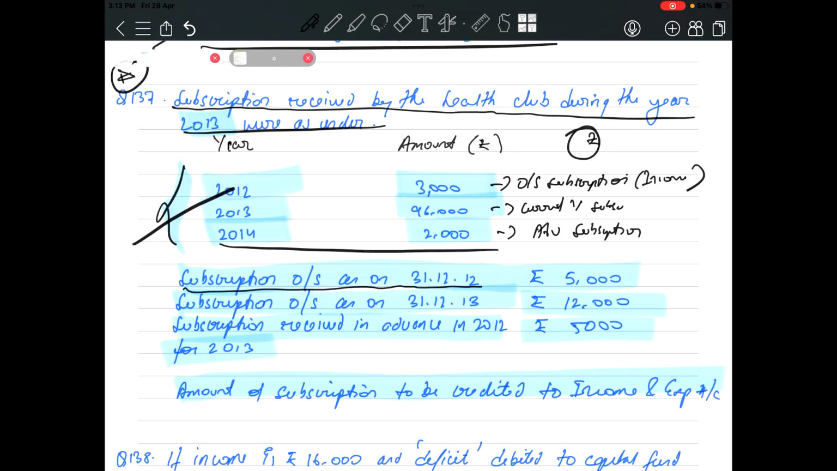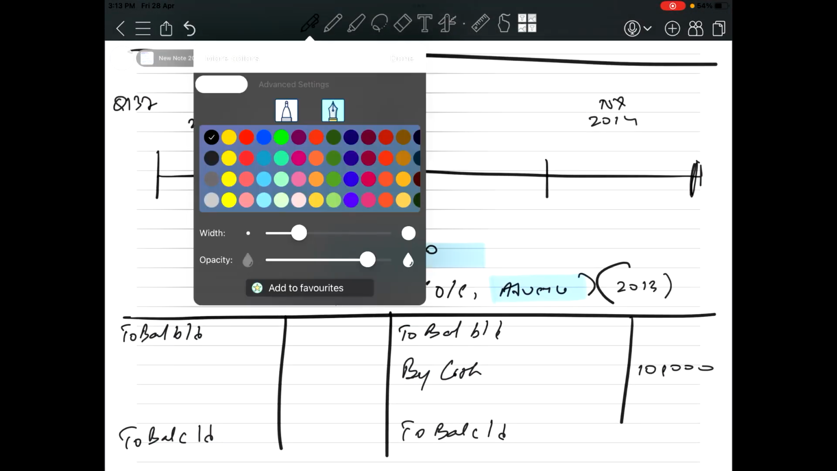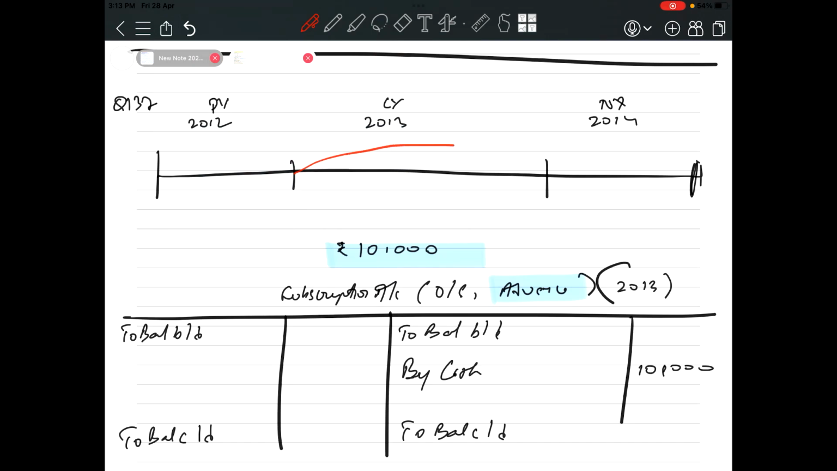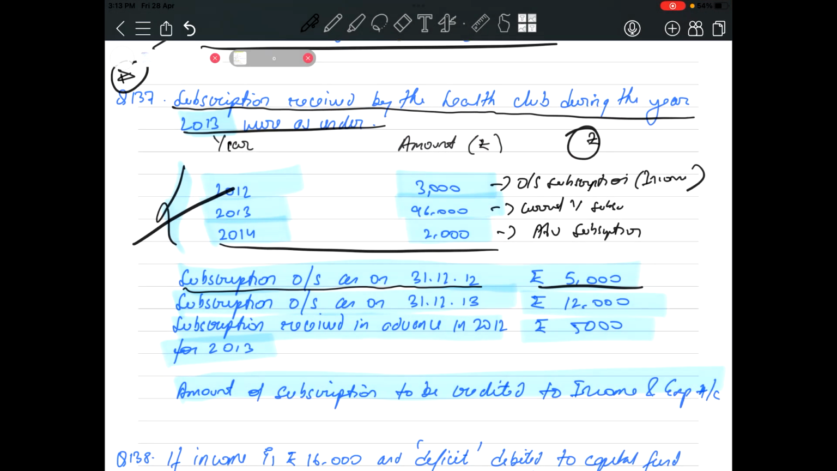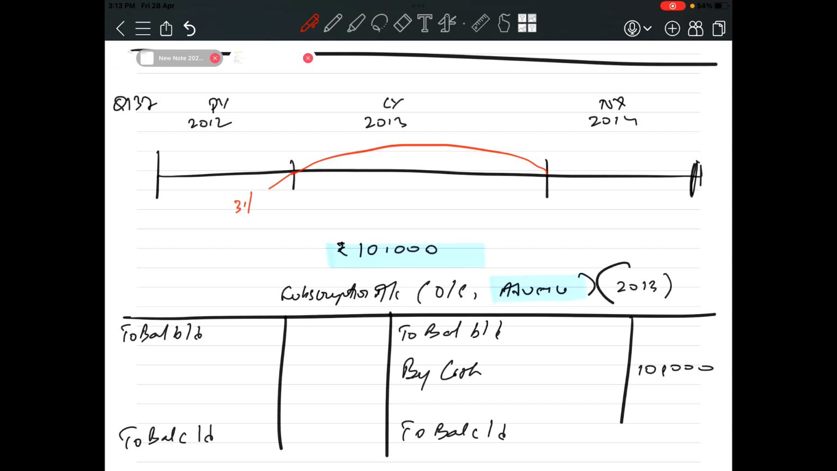Subscription outstanding as on 31st/12/2012 is 5,000. Okay, we are on the current year, right? We are on 2013. Now outstanding on 31st/12/2012 was 5,000. So the subscription outstanding at this point, 31st/12/2012, is how much? 5,000 rupees. Outstanding means we had to receive 5,000 in the previous year, but we will receive it in the current year.